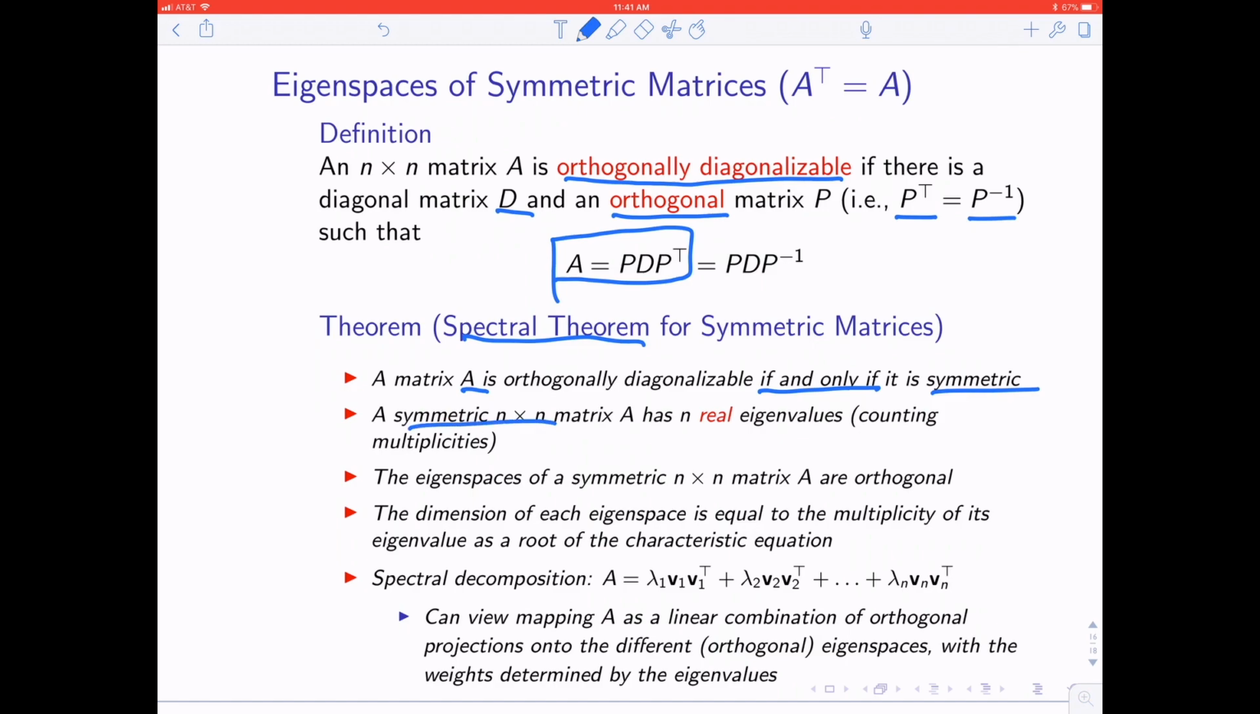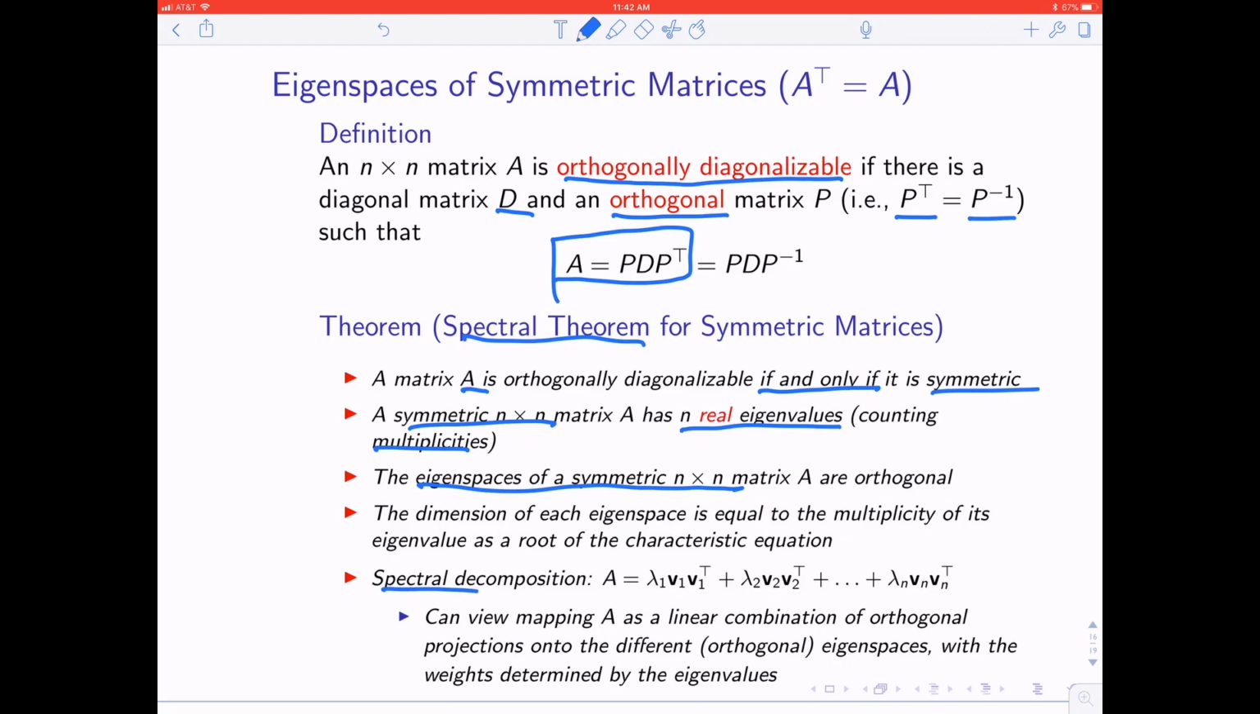Relatedly, a symmetric n by n matrix has n real eigenvalues if you allow for multiplicities of eigenvalues. So no imaginary eigenvalues. The eigenspaces of symmetric n by n matrices are orthogonal, and the dimension of each eigenspace is equal to the multiplicity of its eigenvalue. So if you find an eigenvalue of multiplicity 2, that means it has an eigenspace that's made up of 2 linearly independent vectors. That does not have to happen in general. There's plenty of matrices where the algebraic multiplicity of the eigenvalue does not have to be the same as the dimension of the eigenspace.